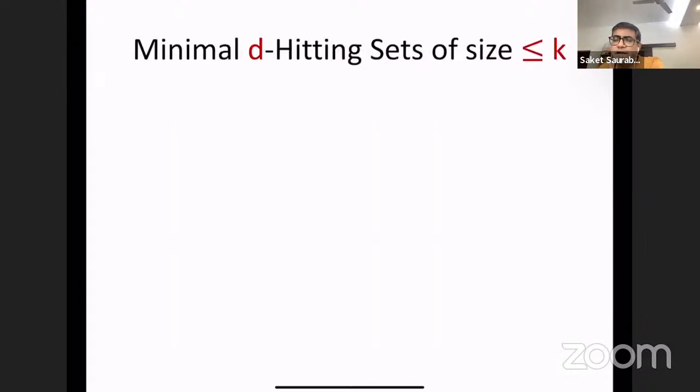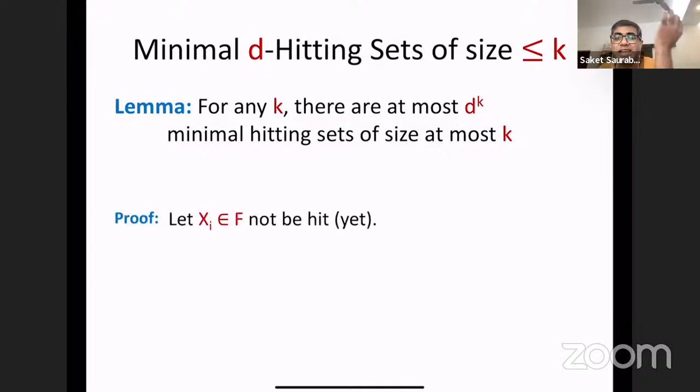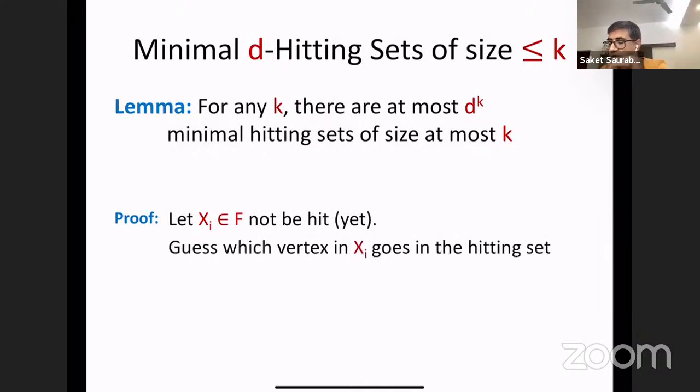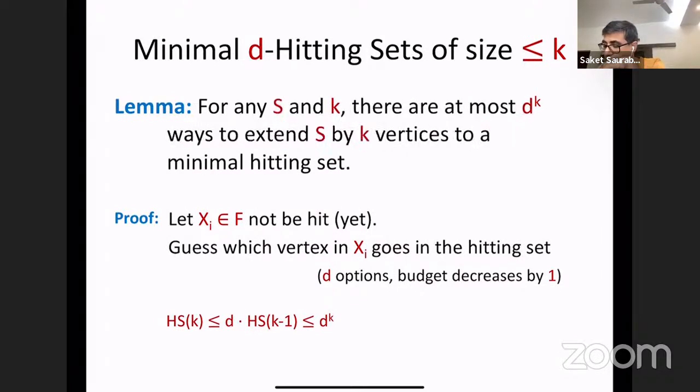Now let's ask ourselves, how many minimal d-hitting sets of size at most k are there? For any k, there are at most d to the power k minimal hitting sets of size at most k. How to prove this? It is very simple. You pick any xi in the family that is not yet hit. Guess which vertex in xi goes in the hitting set. There are d options and the budget decreases by 1. So you have the following recurrence: hitting sets on k is at most d times hitting sets on k minus 1, which leads to d to the power k.